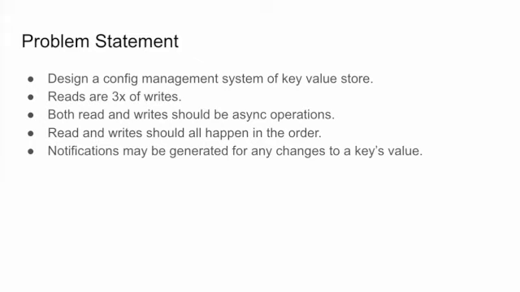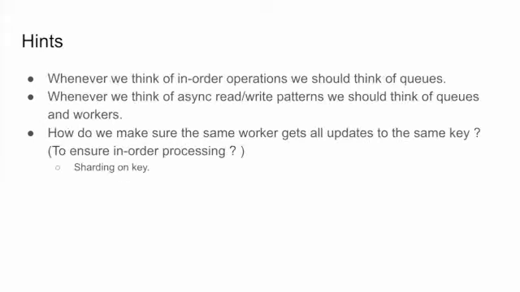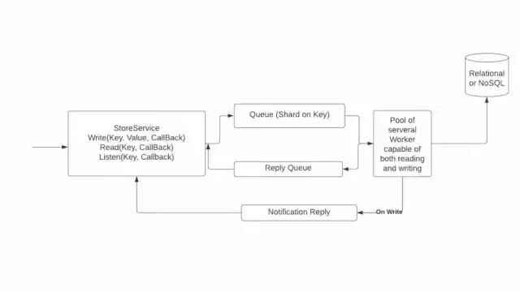The hints to solve this are pretty much in the problem itself. The best way to ensure async operations is to queue them and use a pool of workers. To ensure that order is maintained for a given key, we can always use sharding on key. We create a store service which supports three operations: read, write, and listen. Since these are async operations, they have to provide a callback, which could be some response RPC or webhook, etc. There are standard patterns for this.